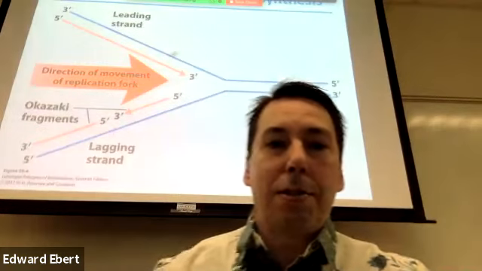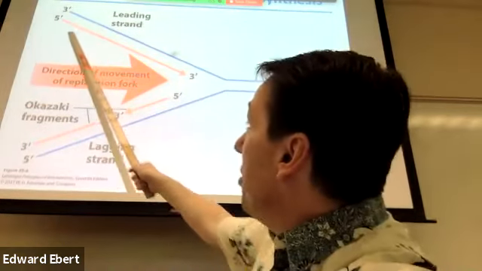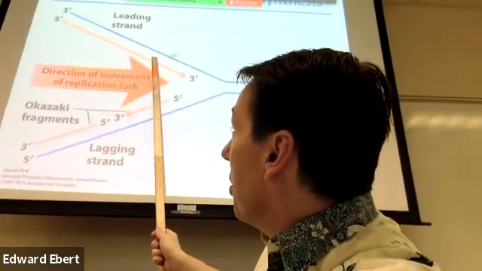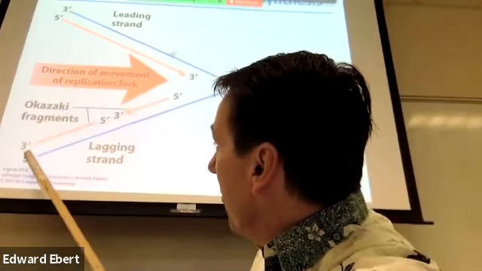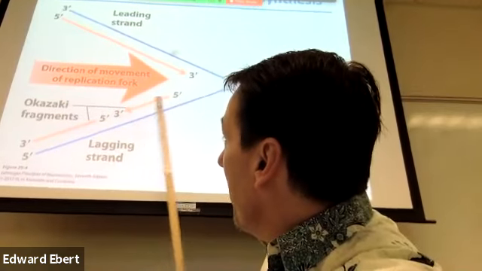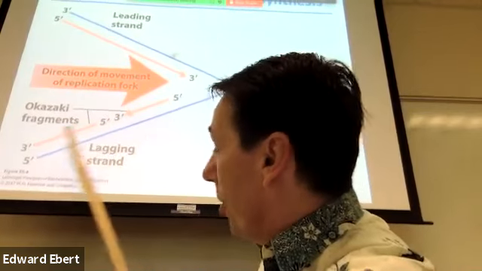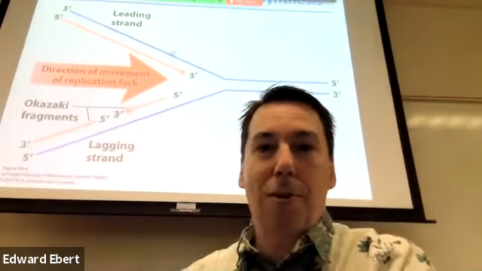Okay, so we have a continuous replication on the leading strand, and we have a discontinuous one on the lagging strand, which has to go in the opposite direction here and have these Okazaki fragments that ligate it back together.